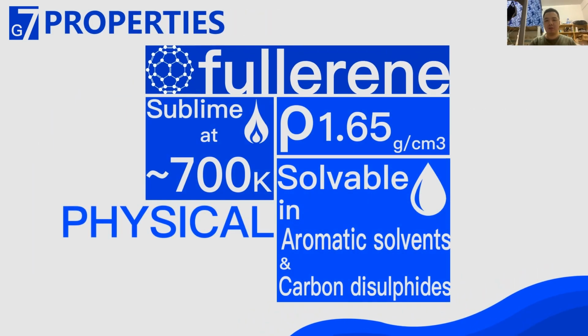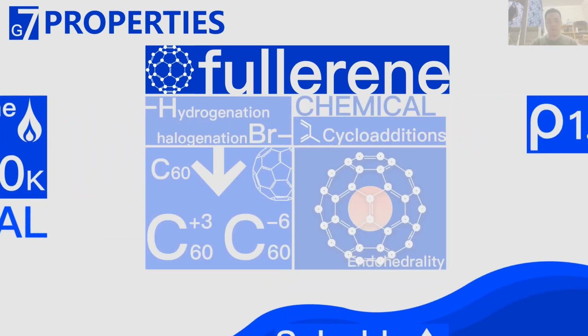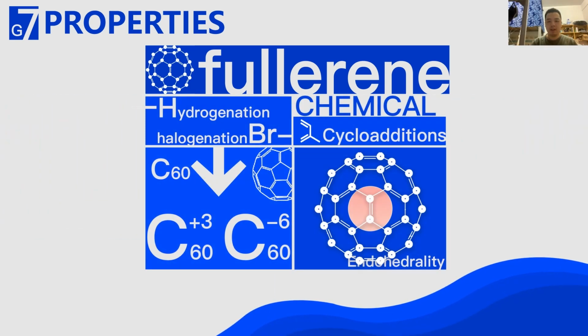Due to the amazing structure of fullerene, its properties are quite different, not only physically but also chemically. For physical properties, it has a density of 1.65 grams per cubic centimeter, sublimes at 700 Kelvin, and is soluble in aromatic solvents and carbon disulfide. For chemical properties, it could form varieties of ions, from carbon-60 positive 3 to negative 6.